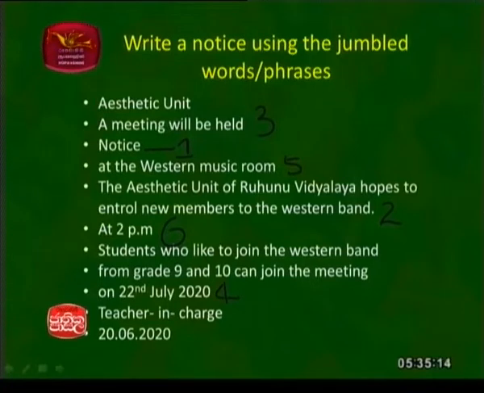Students who like to join the Western Band from grade 9 and 10 can join the meeting. Then the teacher in charge has written that, the last one, and the date. Here you have the teacher in charge, and underneath we can write aesthetic unit. Let us see, I think I have made a slide on that also.